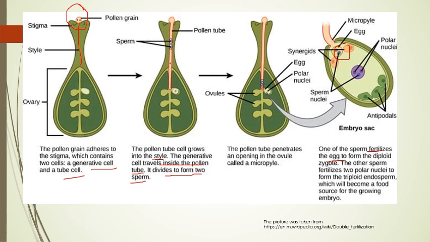In this picture, the other sperm fuses with the polar nuclei to form a triploid endosperm, which will become a food source for the growing embryo. Since the endosperm is a product of the fusion of three haploid nuclei, it is called triple fusion. That's why the double fertilization event is also termed a triple fusion event. Once fertilization is completed, embryonic development starts and no more sperm can enter the ovary. The fertilized ovule develops into a seed and the ovary tissue develops into a fleshy fruit which has a seed.